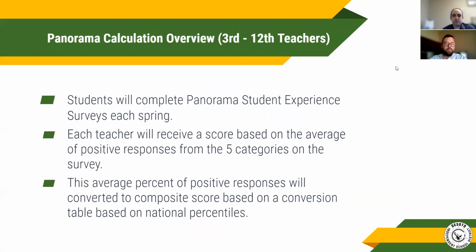And then finally, we do a similar calculation for Panorama. So there are 5 categories on the Panorama survey that students are asked questions about on the experience survey. We'll take the average of the positive responses in each of those 5 categories. And then that will give us an overall positive percentage. That is then, once again, we use a table to convert. And like Ben said, these tables are going to be released next week. So you'll know what percentage of positive responses you need to earn the different points on the table.